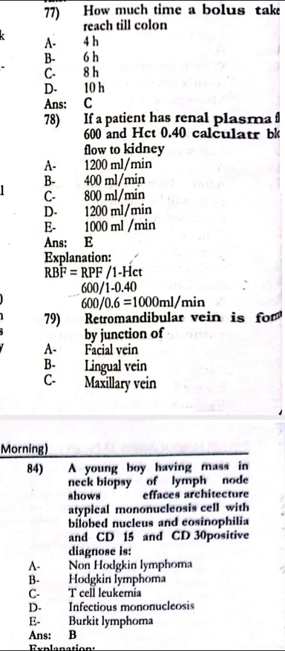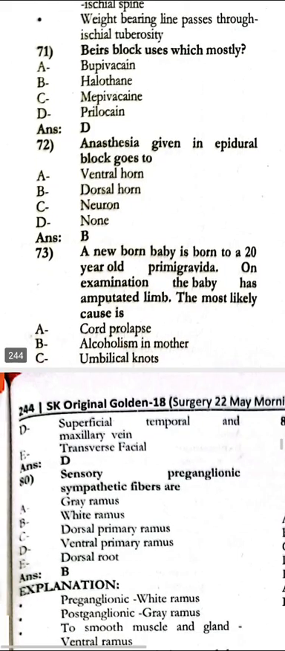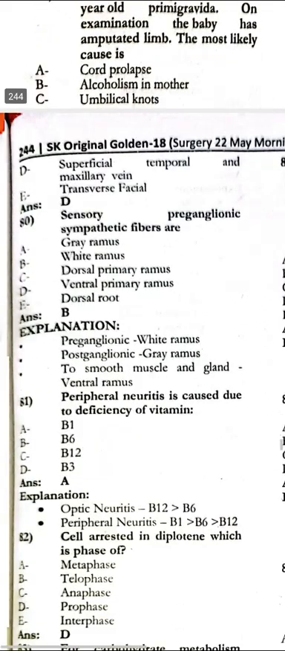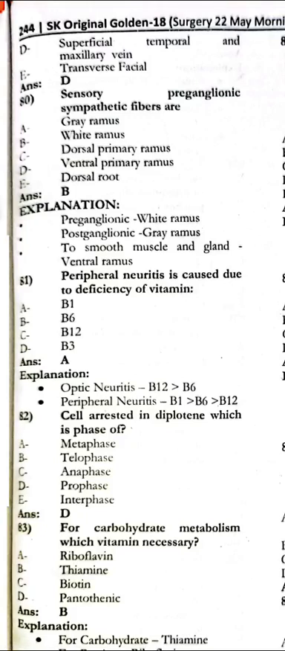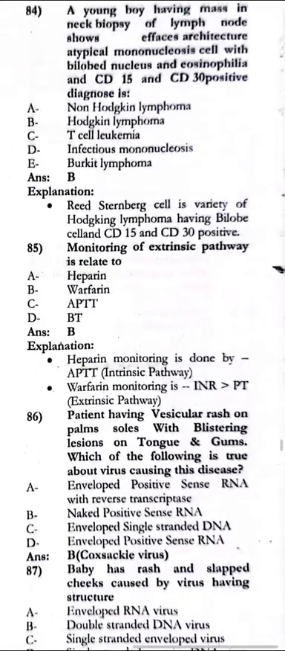The retromandibular vein is formed by the junction of the superficial temporal and the maxillary vein. The preganglionic sympathetic fibers are the white rami. Peripheral neuritis is caused by deficiency of vitamin B1. The cell arrests in the diplotene phase of prophase. For carbohydrate metabolism, which vitamin is necessary? That is thiamine. Next, 84.